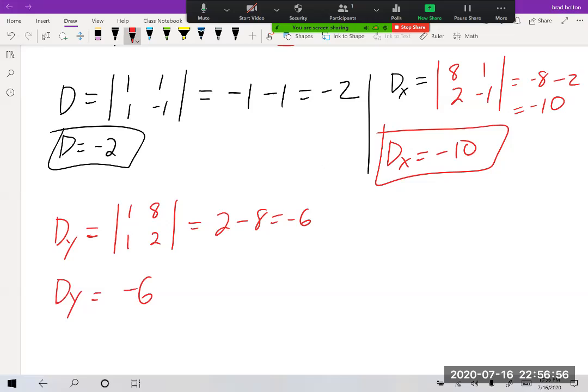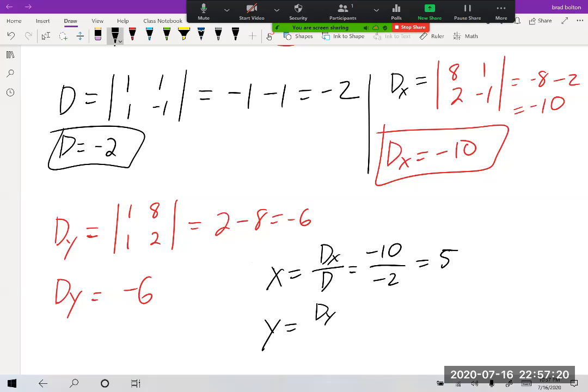So now here's the thing. In order to find x, all we have to do is take D sub x and divide it by capital D. In this problem, D sub x is negative 10 and capital D is negative 2, so we get 5. If we want to find y, all we do is take D sub y and divide it by D. In this case, D sub y is negative 6 and D is negative 2, so we get 3.